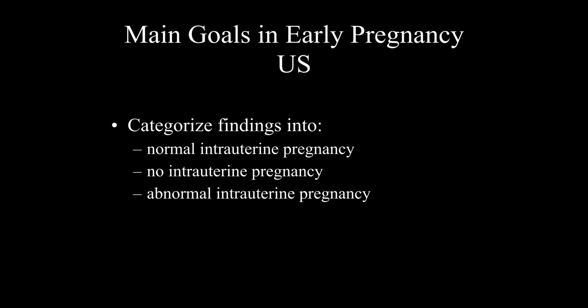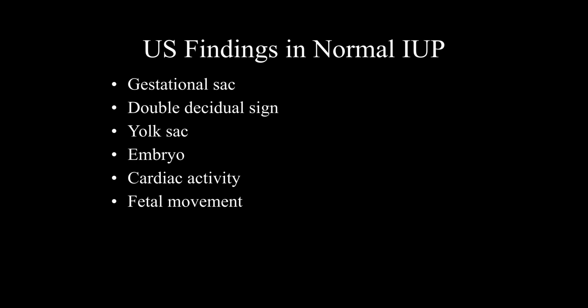Your main goal as an ER physician is to categorize this into early pregnancy on ultrasound. So you're looking for either a normal intrauterine pregnancy, no intrauterine pregnancy, or an abnormal intrauterine pregnancy. In a normal intrauterine pregnancy, you'll see a gestational sac followed by the double decidual sign, the yolk sac, embryo, cardiac activity, and finally you start actually seeing fetal movement.